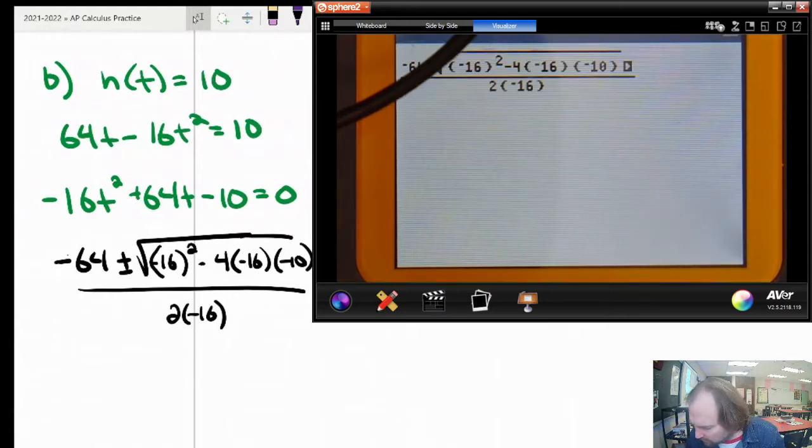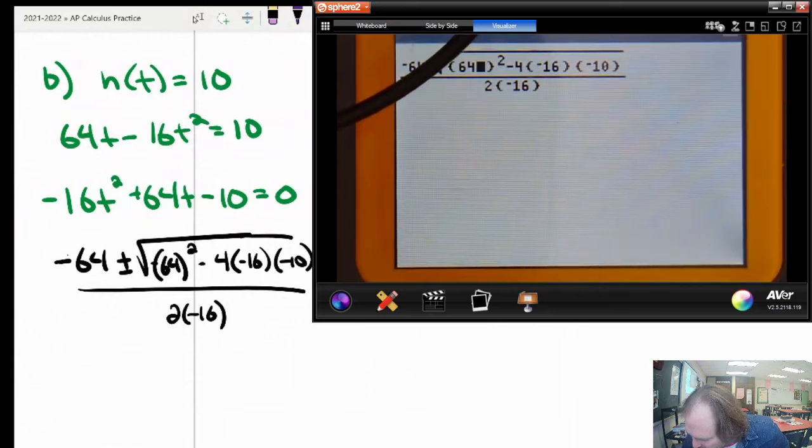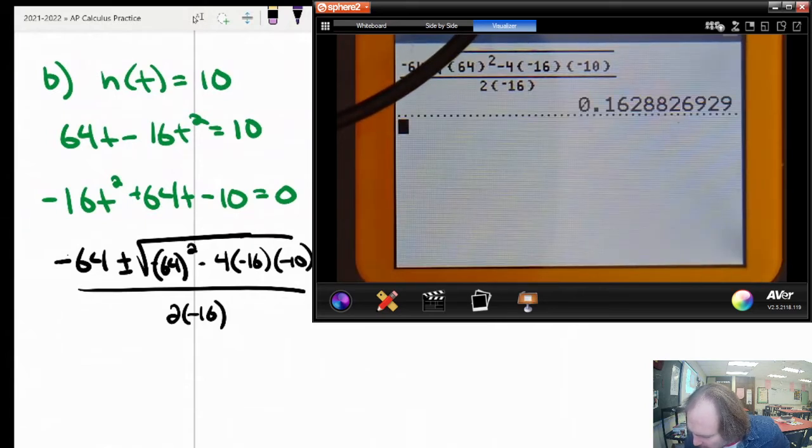Whoa, non-real answers. Oh, sorry. It's 64 squared right there. My fault. Yeah, negative b plus or minus square root of b squared. So that's 64. Let me go over here and change that really quick. That will give us a nice big number for 64 squared, which will ensure that the discriminant is positive.